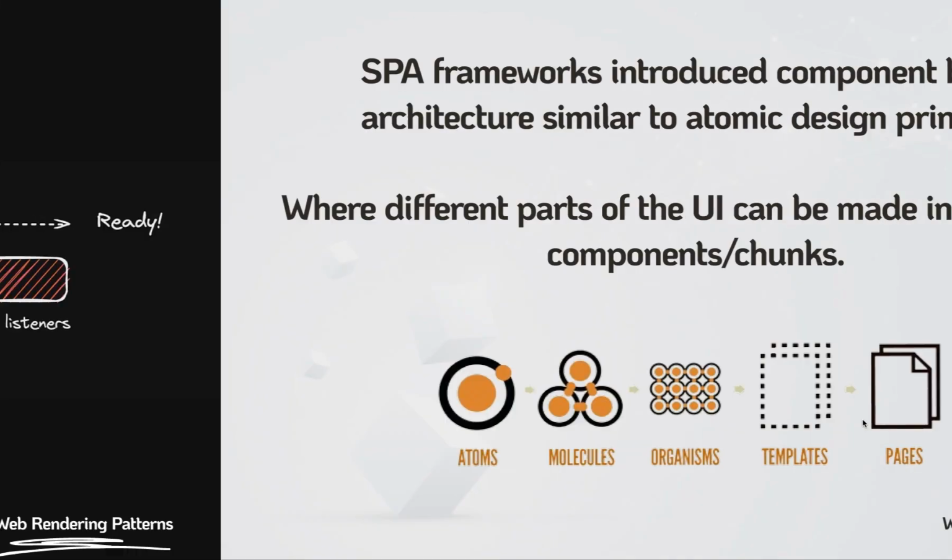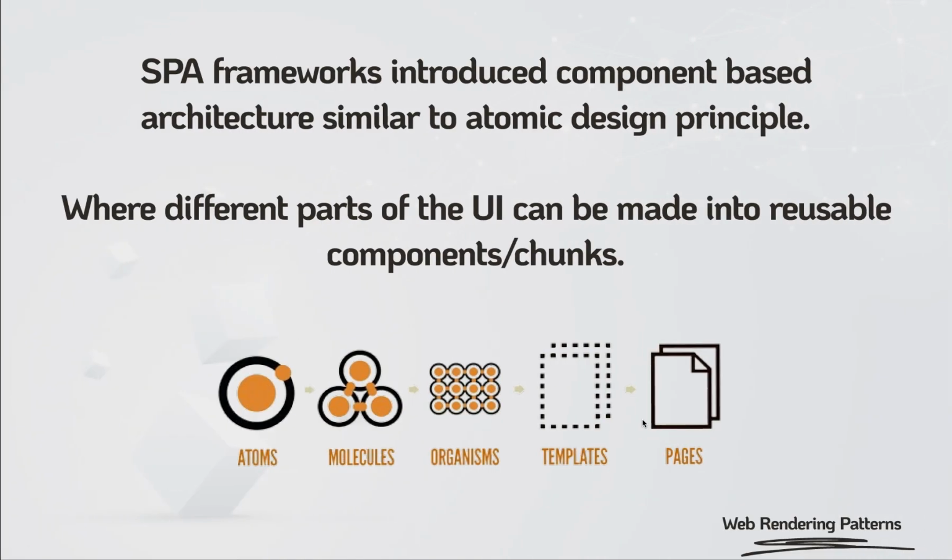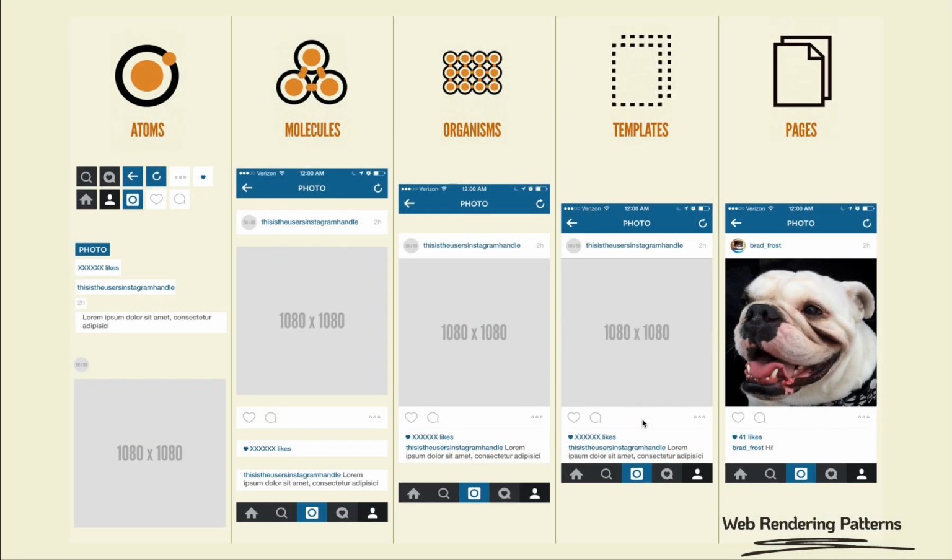Now, let's move on. SPA frameworks introduce a component-based architecture similar to the atomic design principle, where different parts of the UI can be made into reusable chunks or components. And that is where the idea of components actually got popularized. So as we can see right here, you can build very small components or atoms and then combine them to form molecules and then organisms and then templates and then pages.